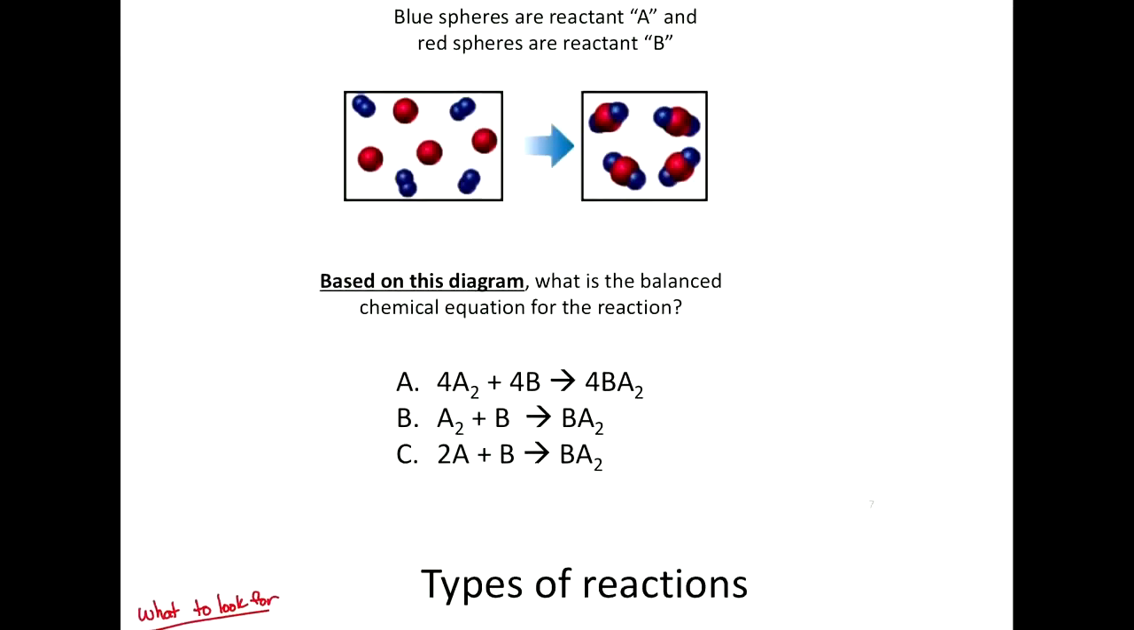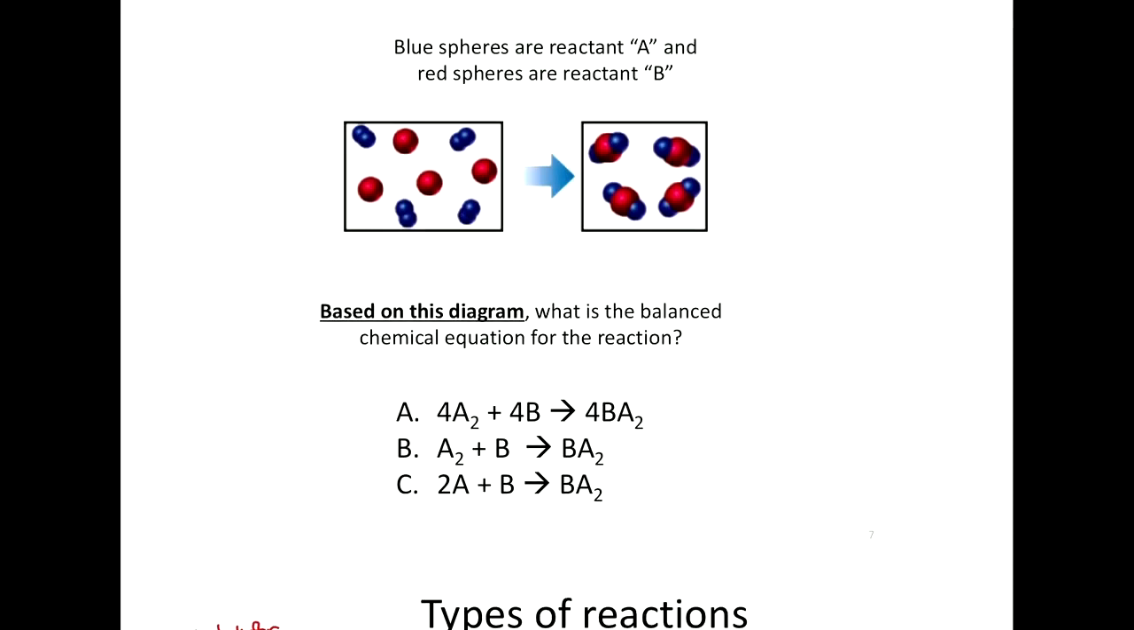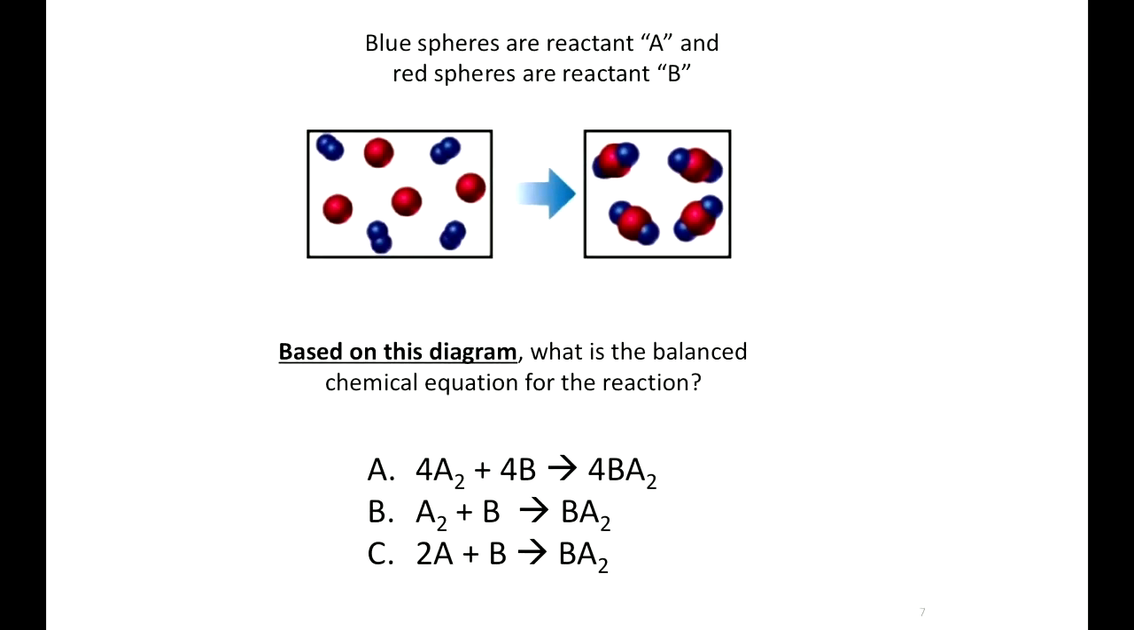So let's do some examples here of balancing. Okay, so I have a picture here for you of some chemical reaction. A, those are the blue spheres, and let's say B, the element B, are the red spheres. I don't know why I made it that way. Okay, so we need to identify what's going on here. So let's look at the before picture because it looks like this is what is depicting the reactants.